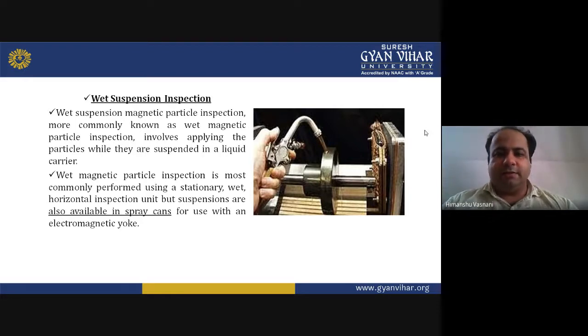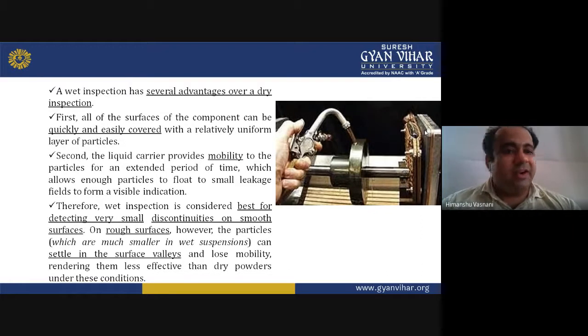A wet inspection has several advantages over a dry inspection. The first one is that all of the surfaces of the component can be quickly and easily covered with a relatively uniform layer of particles. Secondly, the liquid carrier provides mobility of the particles for an extended period of time, which allows enough particles to float to small leakage fields to form a visible indication.